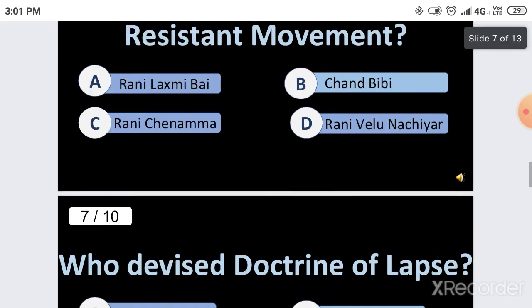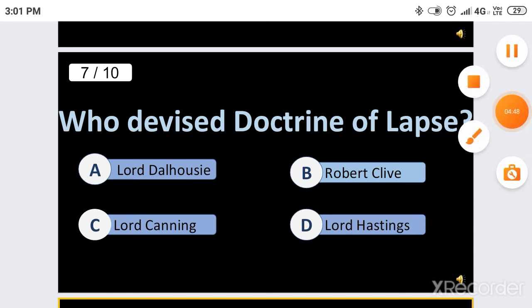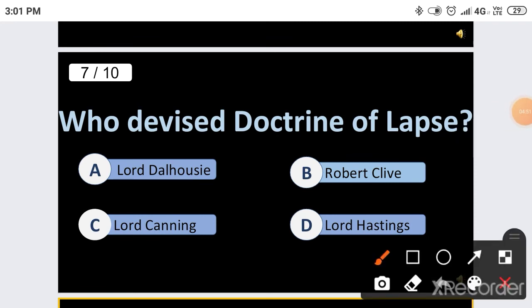Okay. Now the 7th question is who devised the doctrine of lapse? It's a very important question. It will definitely come in your exams or any kind of history quizzes you would be given. So Robert Clive, wrong. Lord Hastings, wrong. Lord Canning, wrong. The correct answer is Lord Dalhousie. Okay. Now let's move towards the next slide.